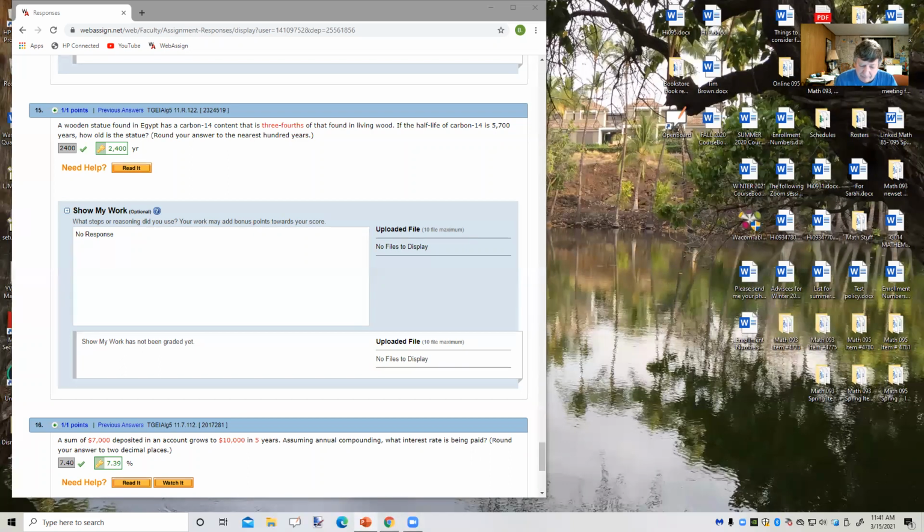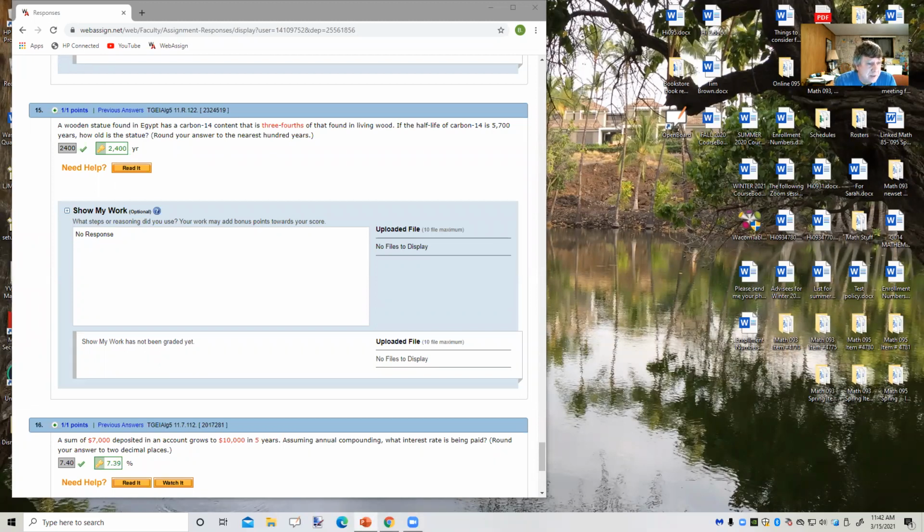Okay, so we're going to use the half-life formula, which is A equals A naught times 2 to the negative t over h power. We know that the half-life is 5,700 years. How old is the statue? So time is the unknown. So we've got to deal with the beginning amount and the ending amount. We don't know the beginning amount, so A naught is just going to remain as A naught.